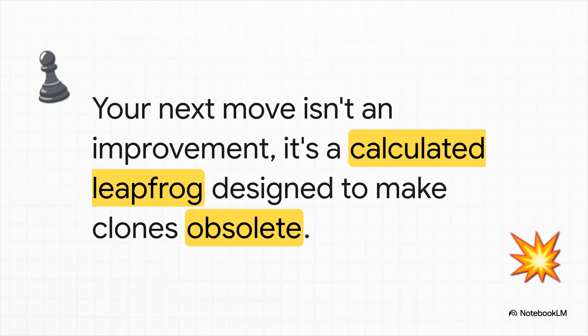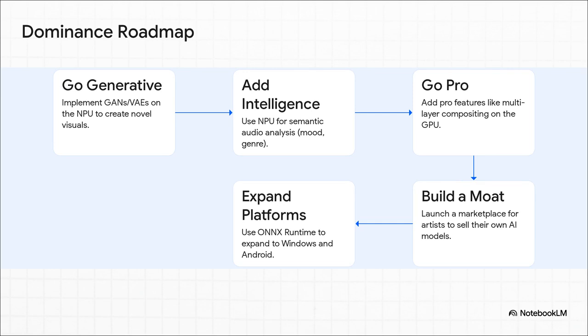So, after you launch, you enter what I call the wait-and-see phase. This is strategic. You gather feedback, you watch the market, and you let your competitors scramble to copy what you just built. Now, your next move is not going to be a simple version 2.0 update with a few bug fixes. No. It's a calculated, strategic leapfrog designed to make their clones totally obsolete before they even hit the store. And this is that roadmap to dominance.